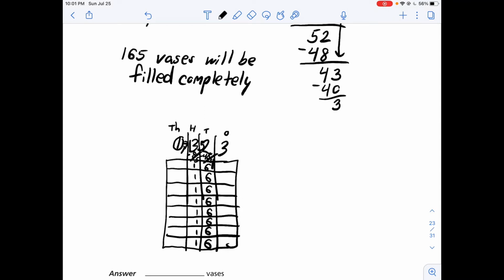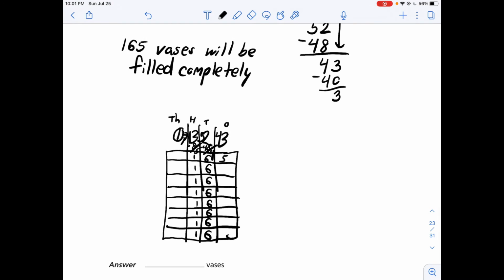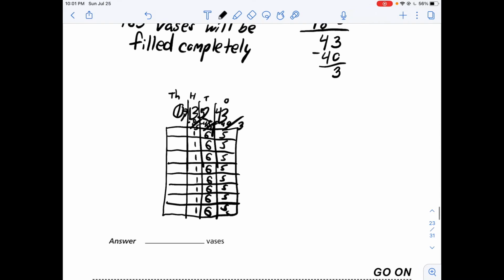Okay, 4 tens is the same as 40 ones, and that goes in. You see the similarity? 5 times 5, 5, 5, 5, 5, 5, 5, 5, minus 40, and that's my remainder of 3. So 165, remainder 3, but how many vases can be filled completely?